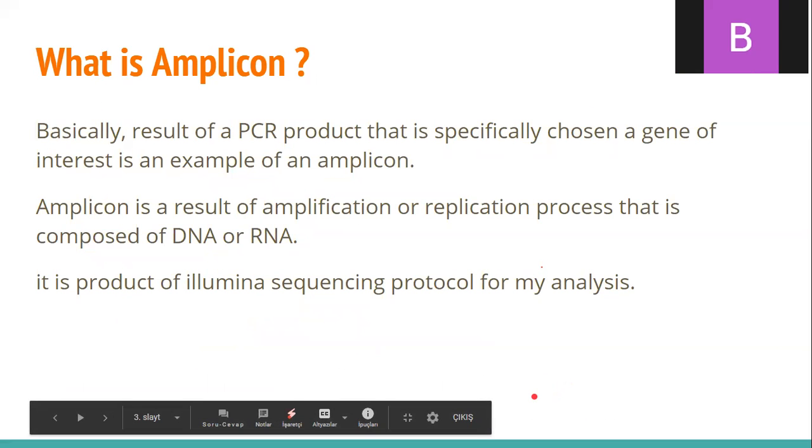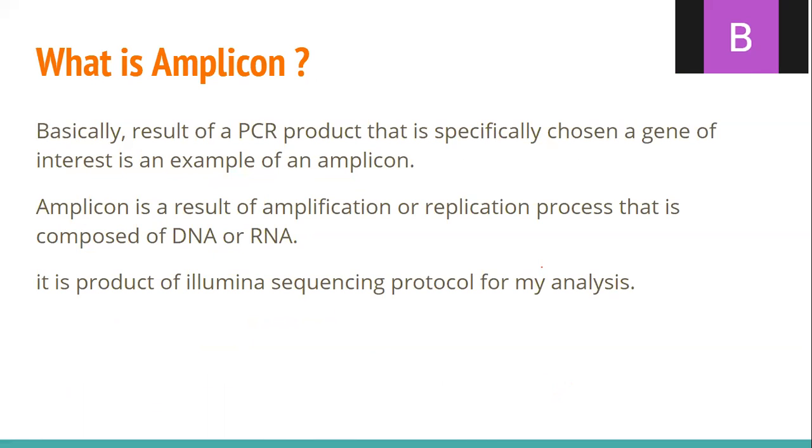So let's begin. What is an amplicon? An amplicon is basically the result of an amplification or replication process composed of DNA or RNA. It's basically a PCR product. For my analysis, it's the product of the Illumina sequencing protocol.